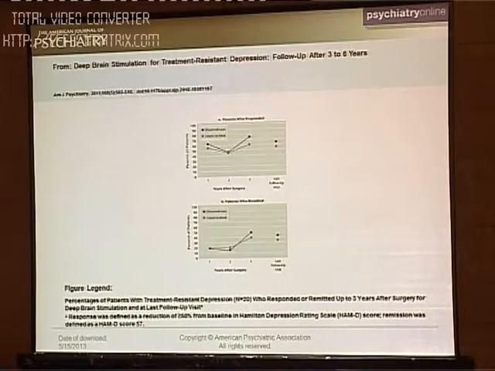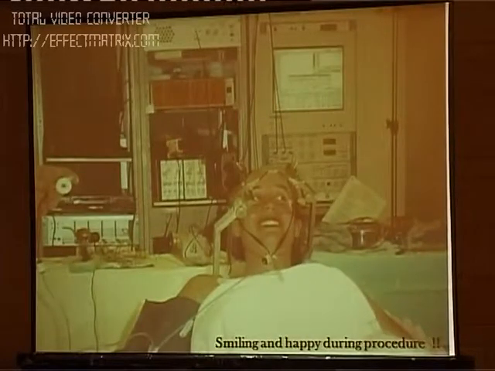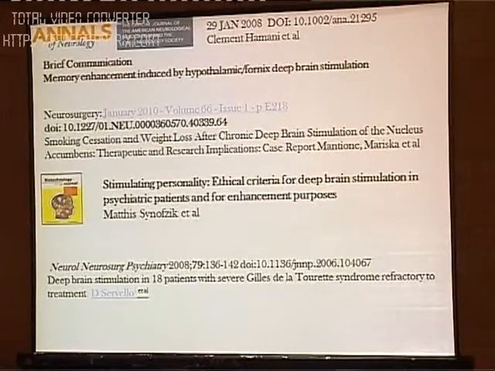Psychiatry, deep brain stimulation for treatment-resistant depression. I could go on and on like this. And these are all done under local anesthesia. Obviously, we require the full cooperation of the patient. It's not as bad as it seems here. You can see, I don't know that you will be smiling and happy with all this inside your brain.